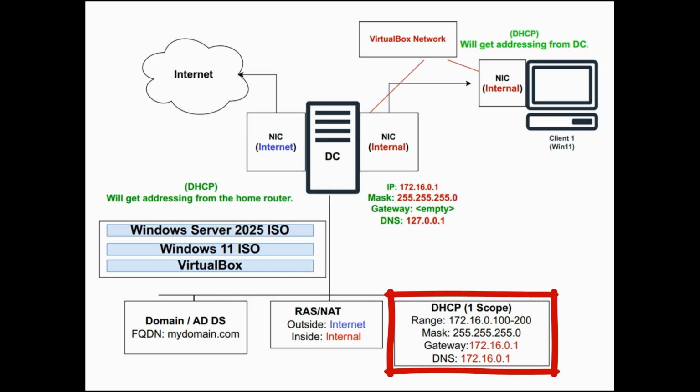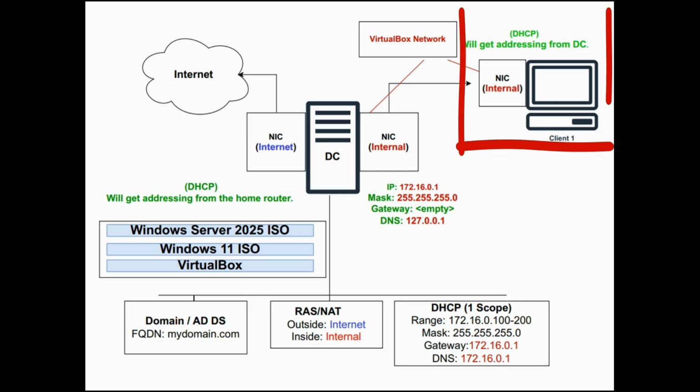Next, we'll set up DHCP, which stands for Dynamic Host Configuration Protocol. Instead of manually setting up IP addresses for every device, DHCP automatically gives an IP address, subnet mask, gateway, and DNS information to any device that joins the network, like our Windows 11 client. To sum it all up, Active Directory manages users and computers, DHCP hands out IP addresses, and NAT lets our clients reach the internet, all from one main server acting as the domain controller.